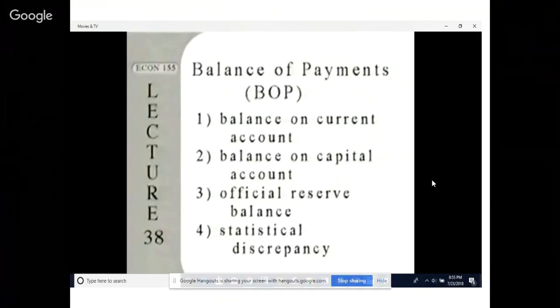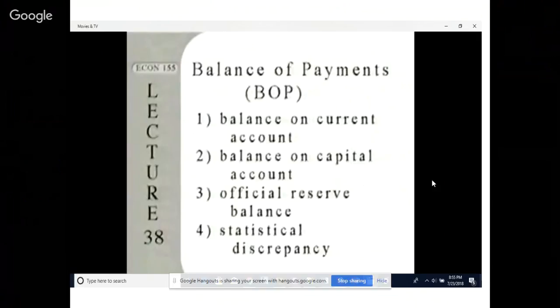Okie dokie. So this is pretty much the meat of the topic, the balance of payments, or BOP. It has four components. The first component is the balance of current account. We also have the balance of capital account or financial account.